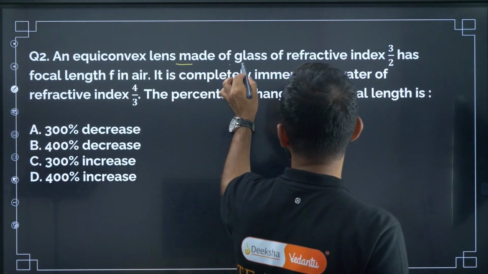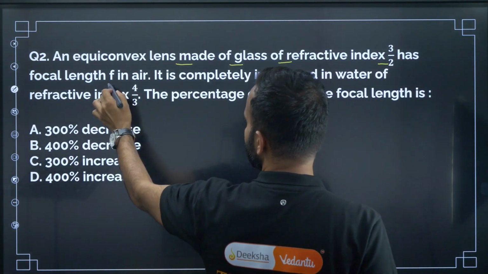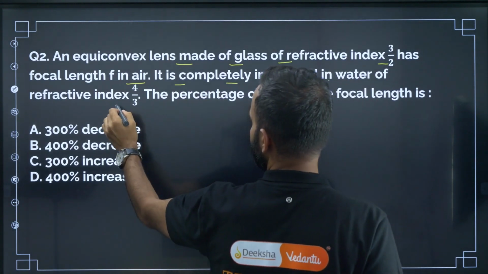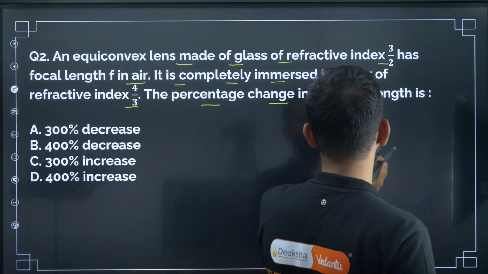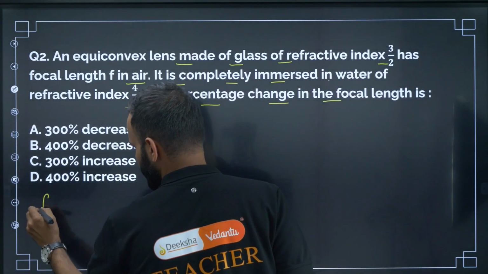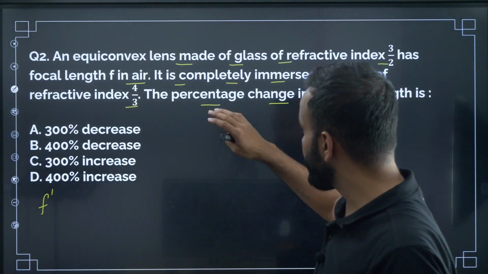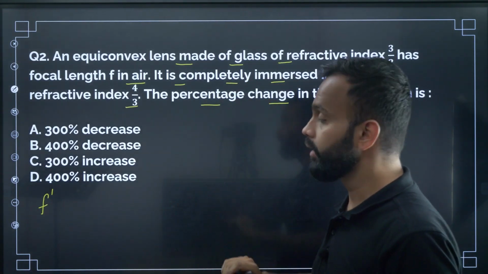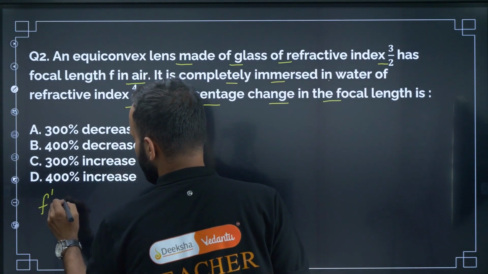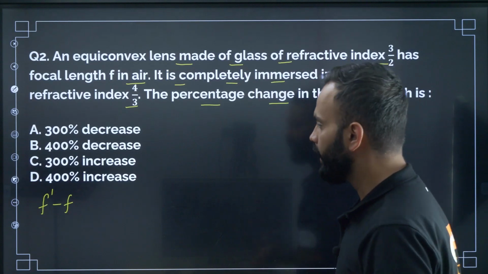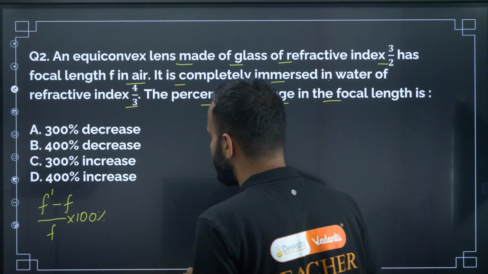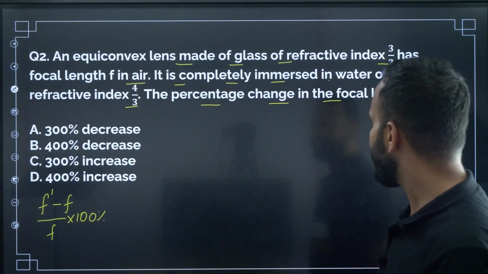An equiconvex lens made of glass of refractive index 3 by 2 has focal length f in air. It is completely immersed in water of refractive index 4 by 3. The percentage change in the focal length is? The percentage change in focal length is the final focal length, that is the focal length of the equiconvex lens when it is immersed in water, minus the focal length of the lens in air, divided by f, into 100%.